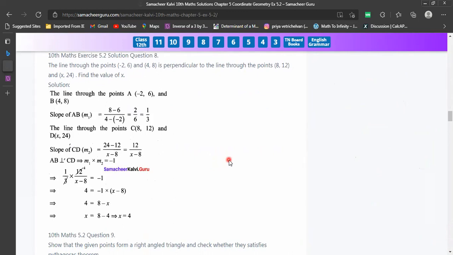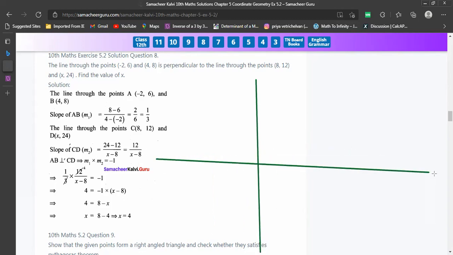Question number 8. The line through the points (-2, 6) and (4, 8) is perpendicular to the line through the points (8, 12) and (x, 24). Find the value of x. Let's draw a rough diagram.